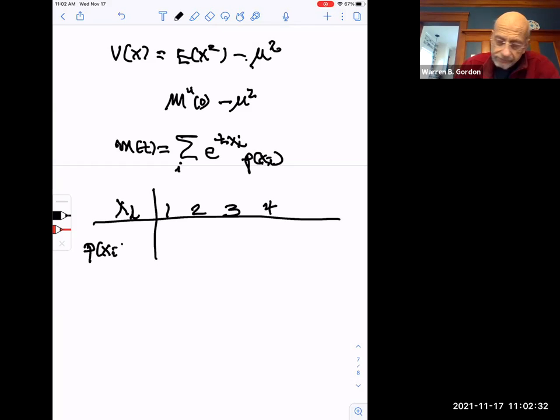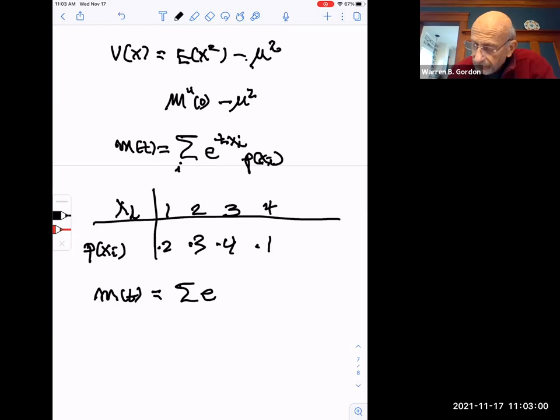P of x of i is 0.2, 0.3, 0.4, 0.1. Now, of course, we could find the mean the old way, but let's just illustrate and find the moment generating function. It's going to be the summation of e to the t x of i times p of x of i over all possible values.